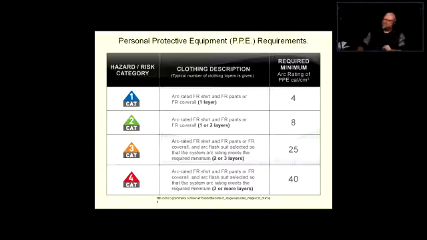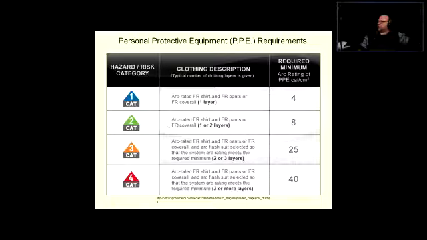All right. So, okay, let's get back to this thing here. Hazard risk category 1. Let's take a look at this. Arc-rated flame retardant shirt, flame retardant pants, and flame retardant coverall, 1 layer. Minimum requirement 4 calories per centimeter squared.